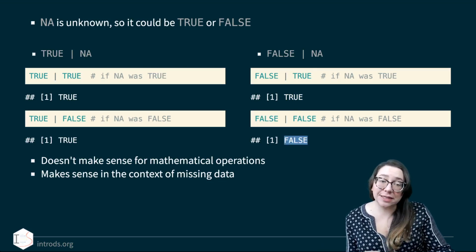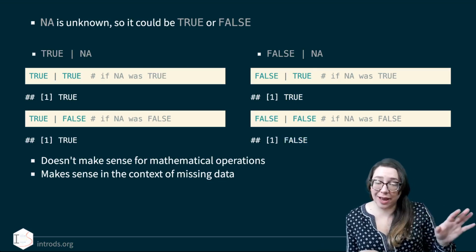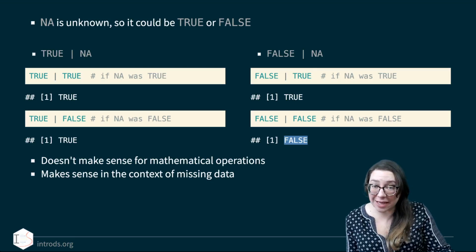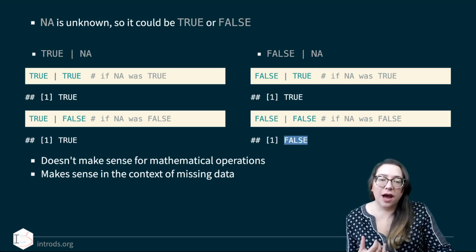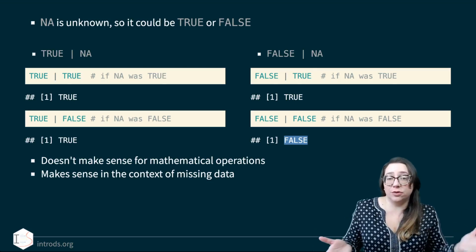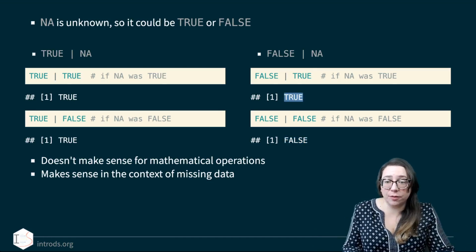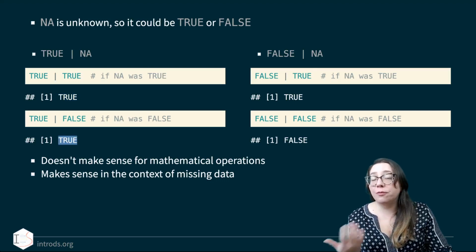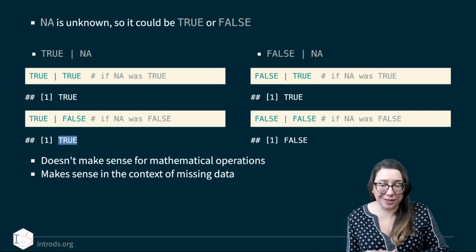So since in the second scenario of FALSE or NA, the value of the result depends on the value NA would have taken, if we knew what it was, R can't report either one of these for us and says, well, I don't know. This is missing information for me. But in the first scenario, where regardless of the value NA took, the result would have been the same, R happily then reports the TRUE value for us.